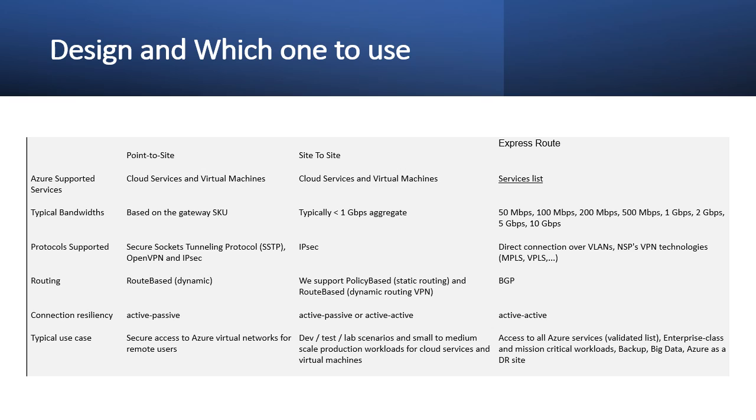Routing. In this method, routing should always be route based since it's dynamic. You cannot hard code IP ranges like in policy based. So it should always be route based. And here for connection resiliency, you can do only active passive. You cannot do active active like in site to site or ExpressRoute. So it's always active passive.